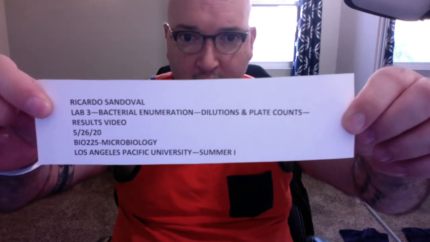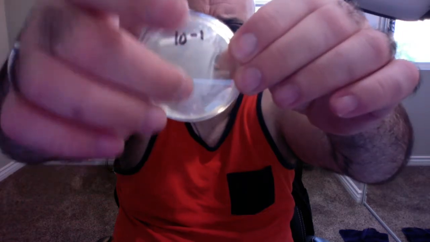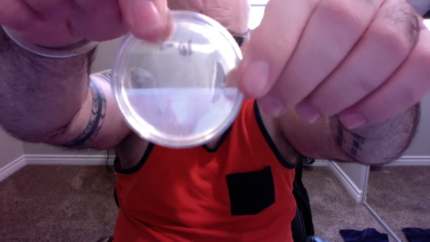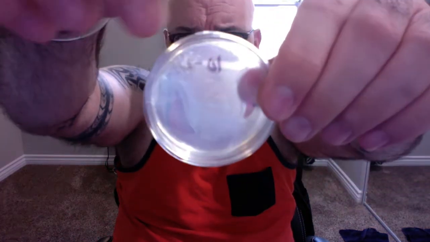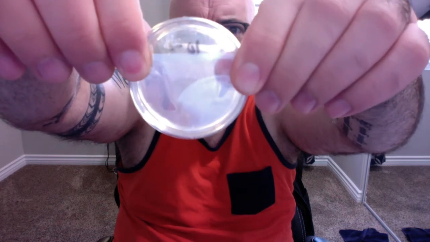Okay, so I'm going to show you this sign really quick about the lab that we're going to talk about. Then I'm going to start with dish number 1. So this is dish 1. There's definitely some growth here. If I flip it around, you can see up here maybe a couple of CFUs. But again, we're looking for 30 to 300.